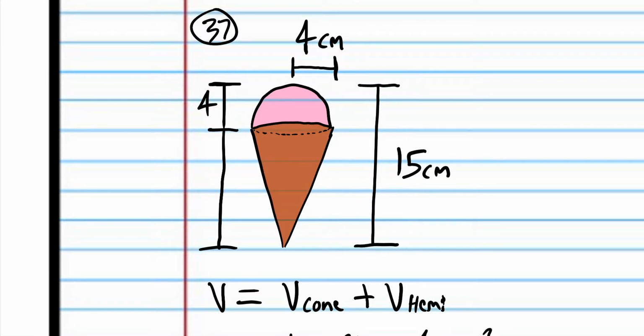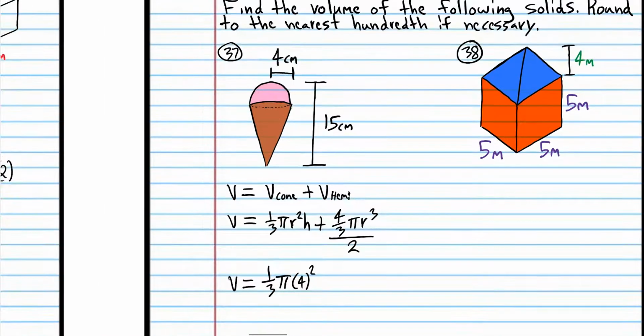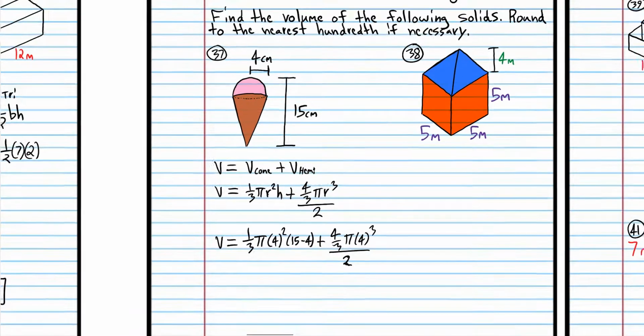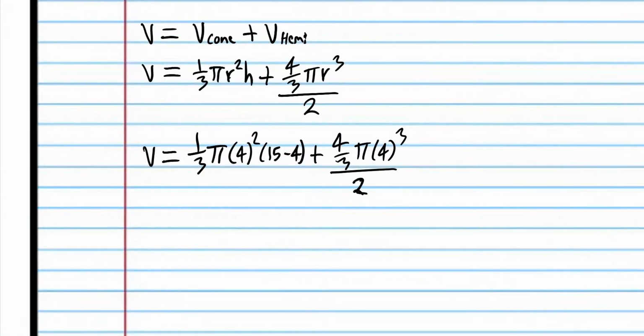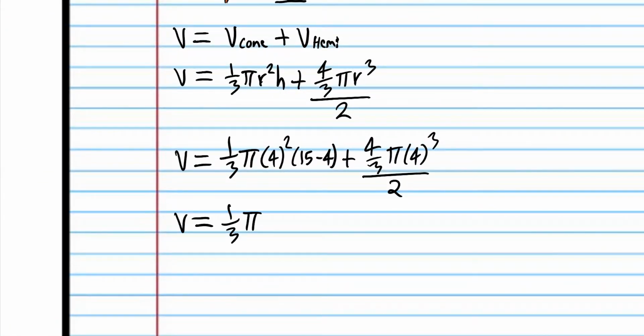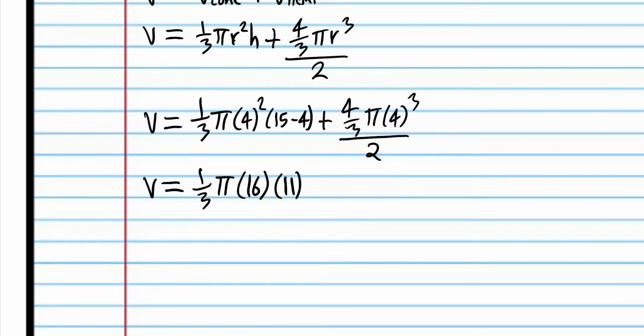So to find the height of the cone, which is what we're really looking for, this distance here, we just take 15 and subtract 4. So the height of the cone is 15 minus 4. And then we move on to the hemisphere. R is obviously 4, so 4 cubed, and then all over 2. Because it's a hemisphere, we have to divide the sphere by 2. So now all we have to do is this math. It might be easy to simplify some of this stuff before we enter it in our calculator. So 15 minus 4 is 11.